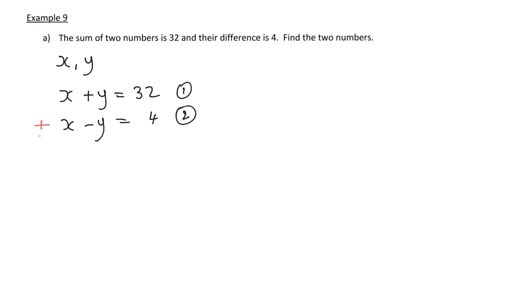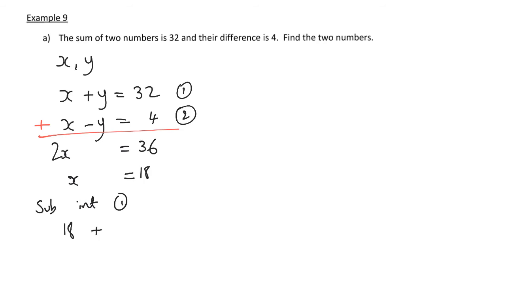If we add the two equations together, we'll get x plus x is 2x, y add minus y, so that's y take away y, and that's nothing. And then 32 plus 4 is 36. So if 2x is 36, x should be 18. Let's sub that into equation 1, and we get 18 plus y equals 32. Y then is going to be 32, take away 18, which is 14.